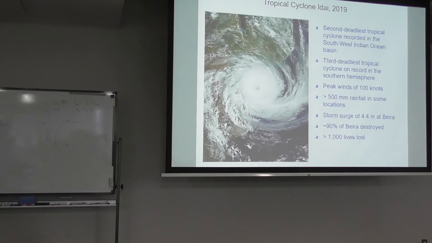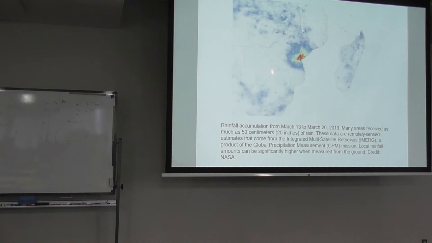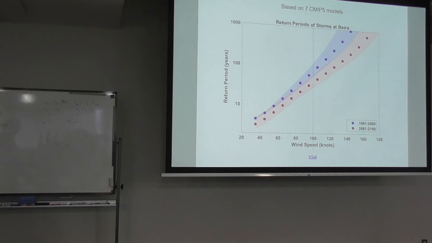This is a NASA analysis of the rainfall in Mozambique and surrounding areas in the southwest Indian Ocean, so Beira is around there. Unfortunately, they didn't put a color scale on this, but the highest values are about 500 millimeters in this case. If we run seven CMIP5 models and look at tropical cyclones that pass within a certain distance of Beira, these show the wind speeds at the end of the 20th century, with the scatter among the seven models shown by the shading.